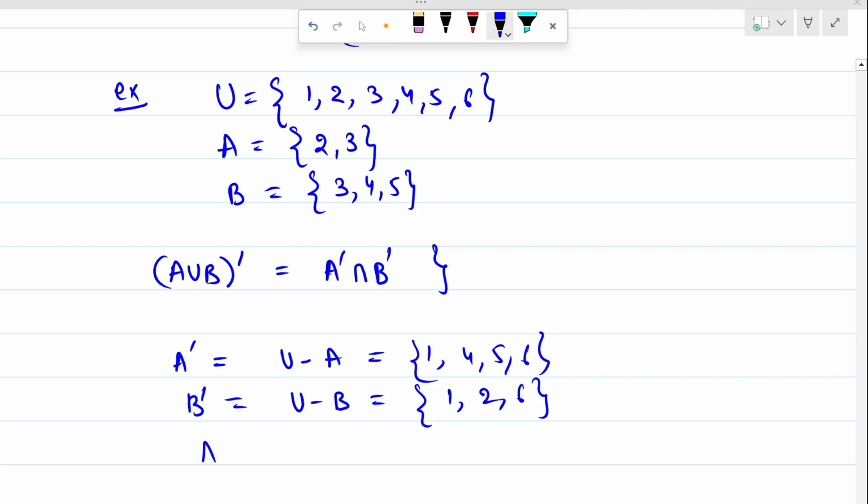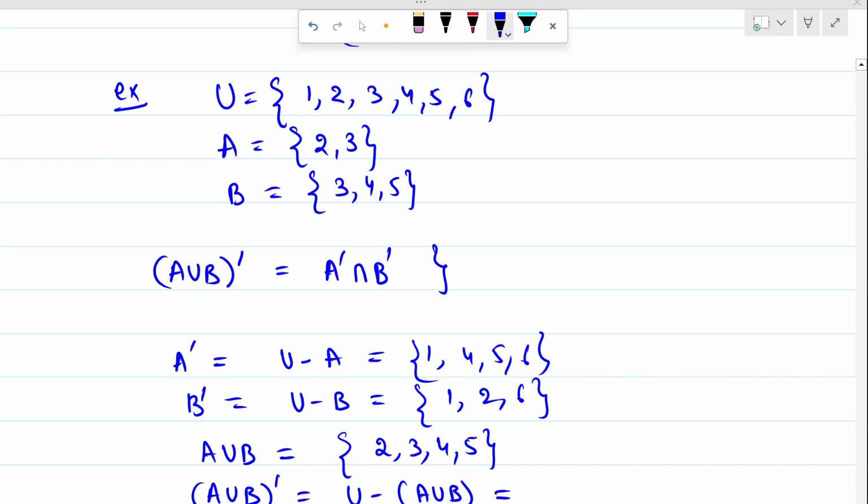Next we will find A union B. A union B will contain all the elements of A and B, 2, 3, 4 and 5, while taking common elements only once. Now we will take A union B complement, which is equal to U minus A union B, which is 1 and 6. So this is the first equation.